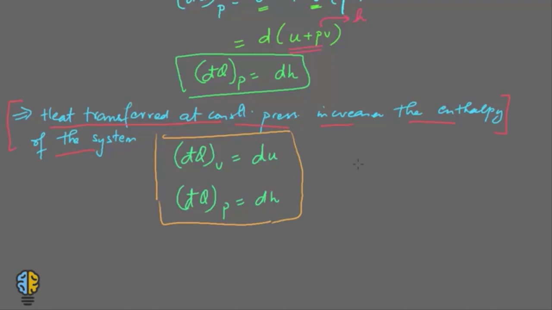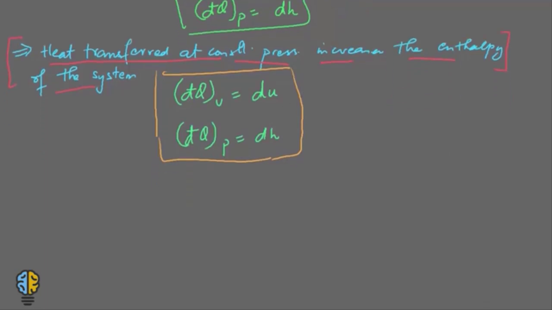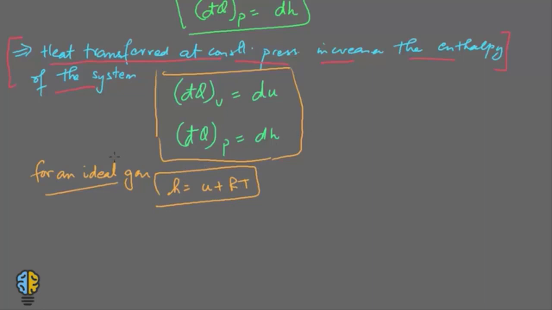Now if you talk about the case of an ideal gas, for an ideal gas, the value of enthalpy becomes U plus R into T. Alright, so this is the case for an ideal gas.